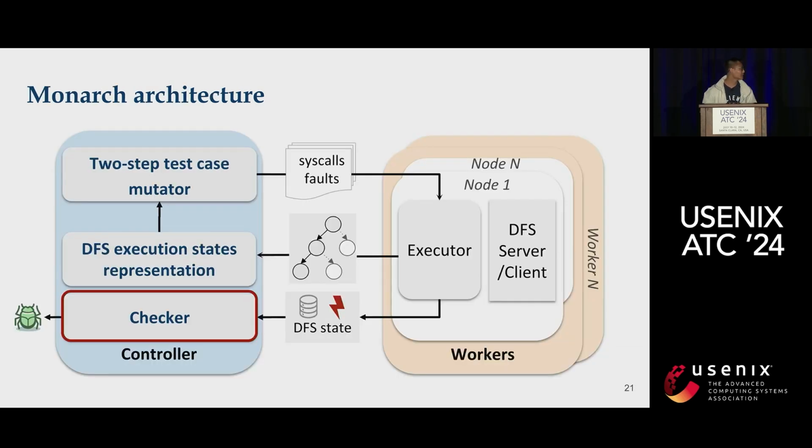Okay, next let's take a look at the checker. Monarch focuses on two types of bugs in distributed file systems, and they are the most critical bug types: memory bugs and semantic bugs. It's quite straightforward to apply existing memory sanitizers like address sanitizer to distributed file systems for finding memory bugs, so we will just skip it today and only focus on the semantic bug part.